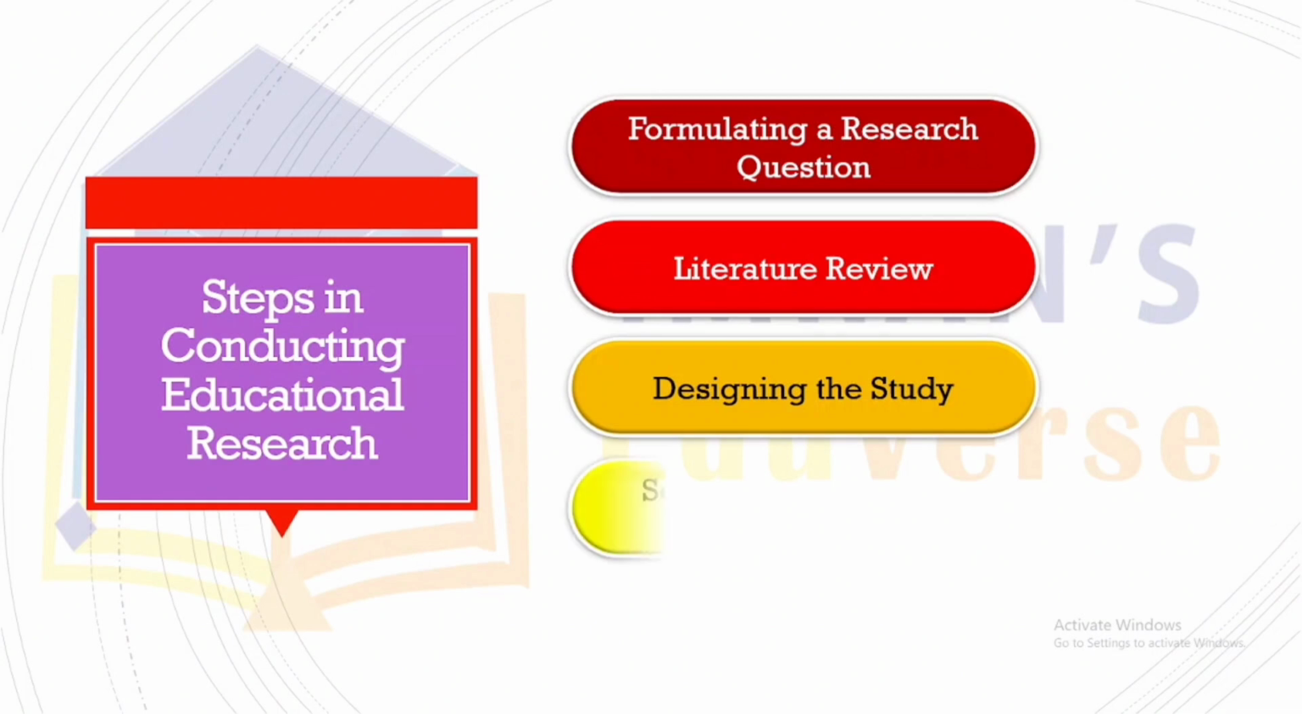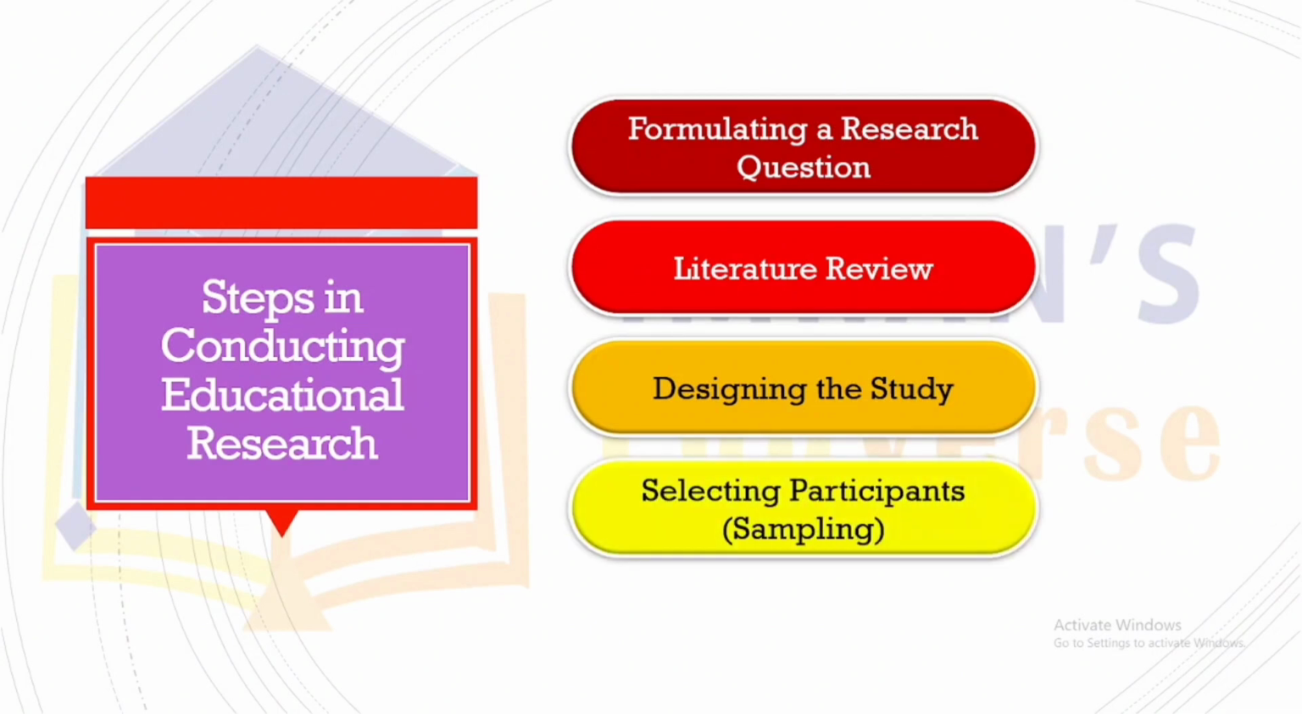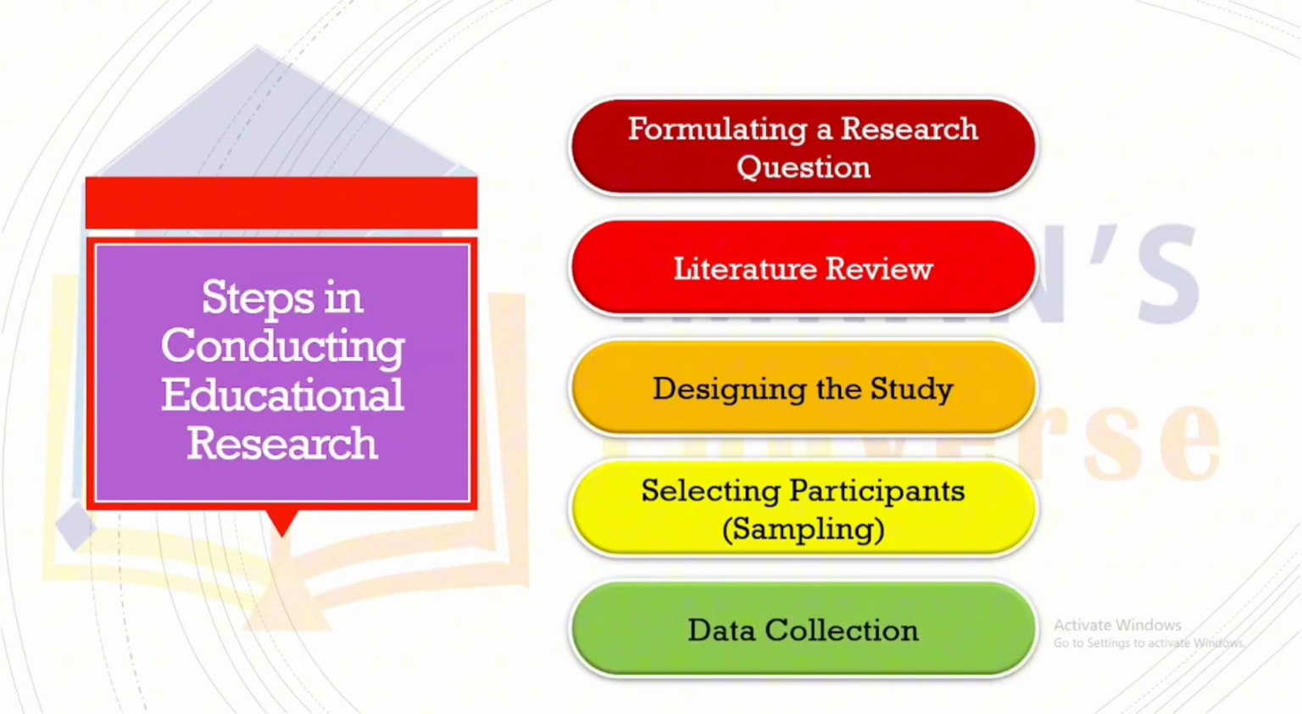The process of selecting participants or sampling is a critical step. Researchers must choose a representative sample that reflects the population they wish to generalize their findings to. Various sampling methods such as random sampling or stratified sampling may be employed. Depending on the research design, researchers collect data using appropriate methods. This could involve surveys, interviews, observations, experiments, or a combination of these. The choice of data collection method should align with the research questions and design.